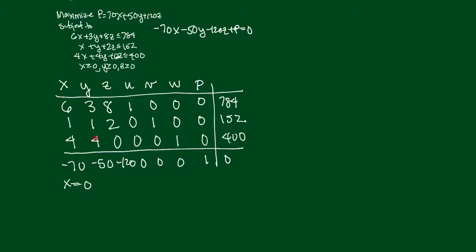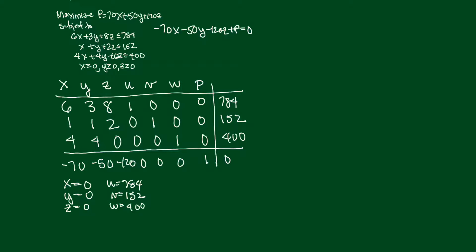Similarly, in the y column, there's no 1 and all zeros. So y has to be 0. And in the z column, you do not have a 1 and all zeros. So in this case, z has to be 0. And what about u, v, and w? Well, look what happens here. There's a 1 in this column, 1 and all zeros. So u is 784. Same thing with v. There's a 1 and all zeros in that column, so v is the 152. And in the w column, there's a 1 and all zeros, so the w is the 400.